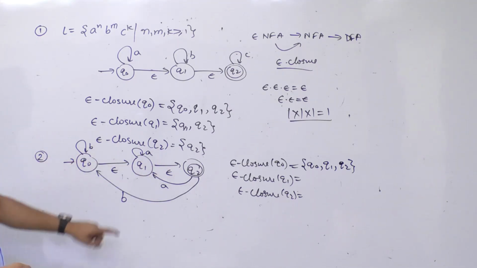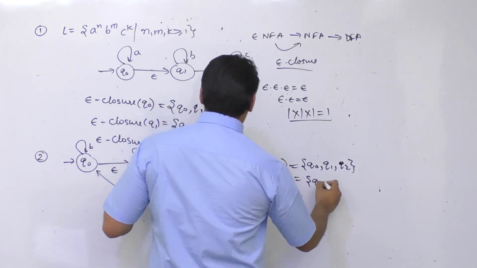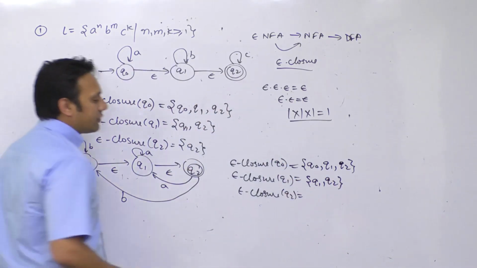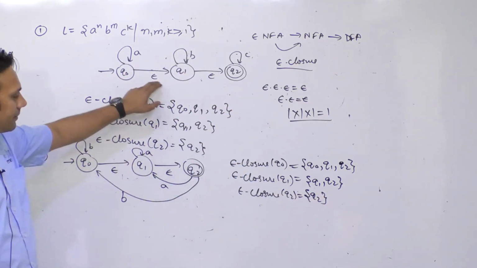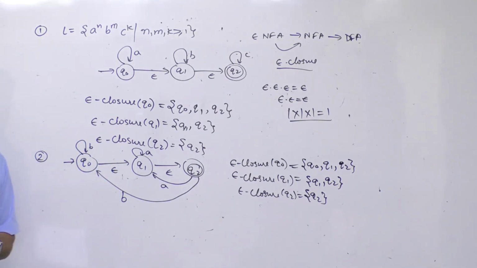And if I take Q1, for Q1 the epsilon closure is going to be Q1 itself here, and you can also go to the state Q2. And if I take the epsilon closure of Q2, there is going to be Q2 only. So in this example and this example, the epsilon closures are the same. Sometimes it can happen that epsilon closures are not the same, but here in these two cases the epsilon closure is exactly the same.